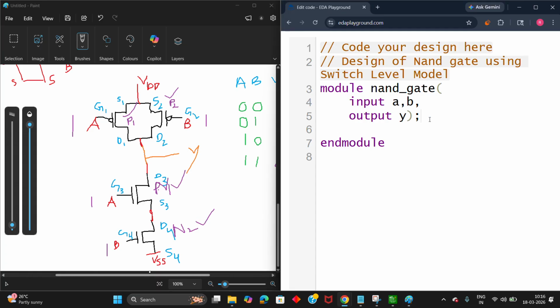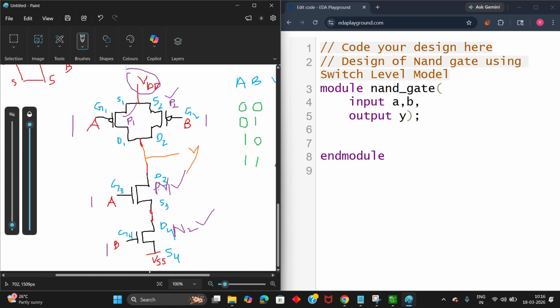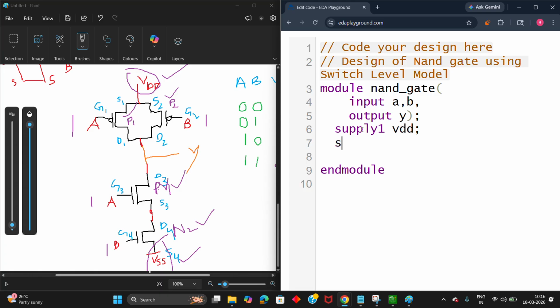Before that, you need to get the supplies, VDD and VSS. We are going to supply 1, the high voltage, to VDD, and 0, the low voltage, to VSS. For that we have a keyword: supply1 VDD, and supply0 VSS. We have given the supplies. Next we need to create 4 instances of the 4 transistors.